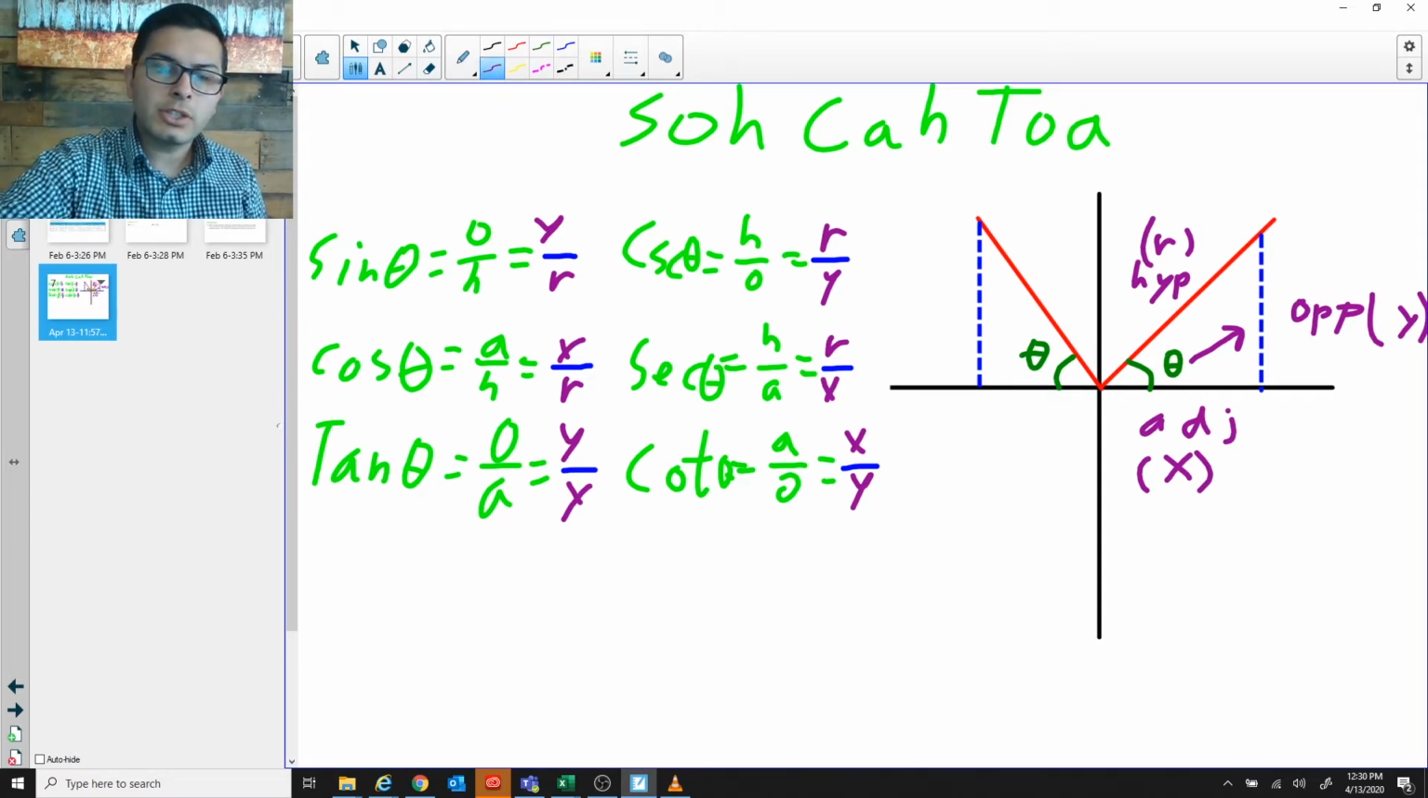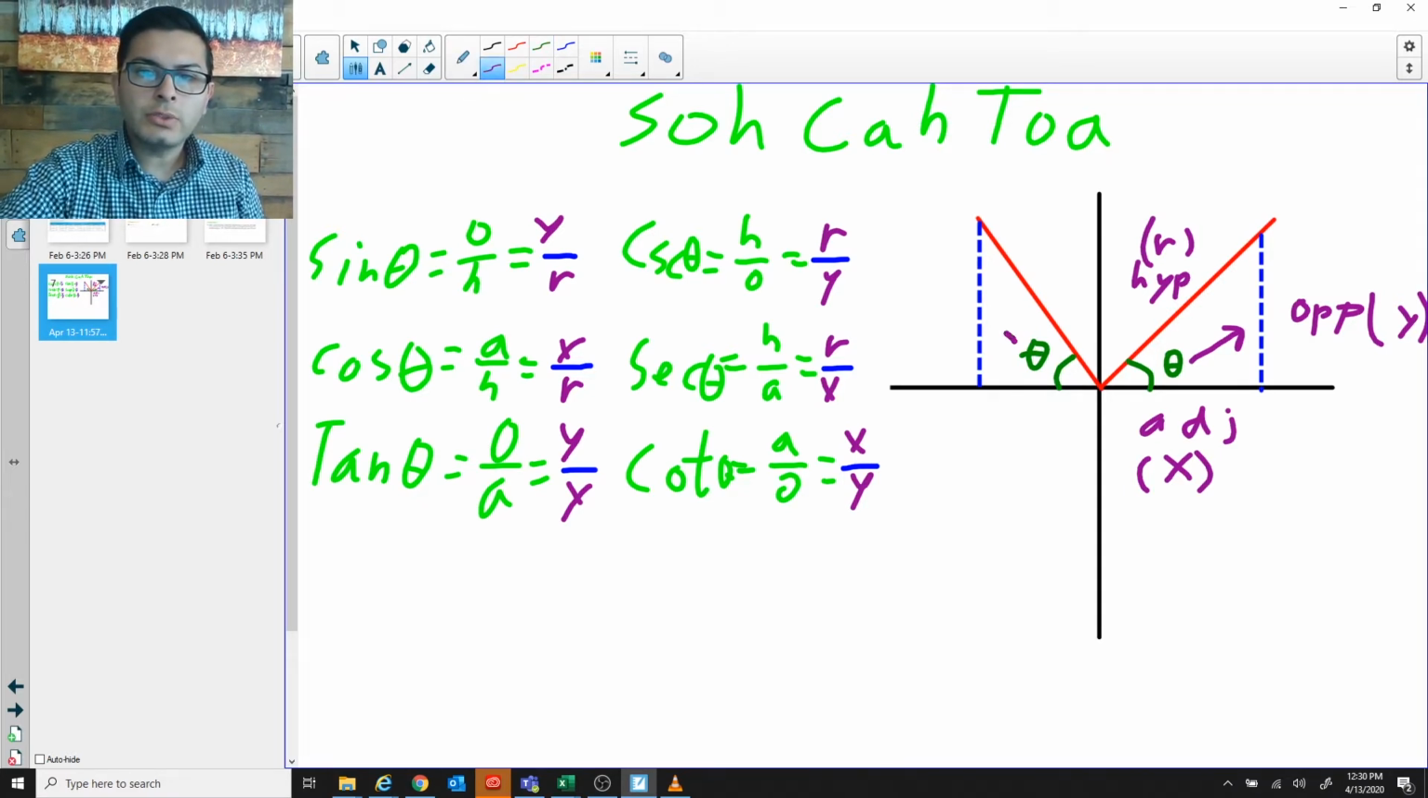Notice what has not changed. Being that we're able to draw an arrow going across the triangle to this one, this is still going to be our opposite side. And this will still be our adjacent side, and this will still be our hypotenuse side.